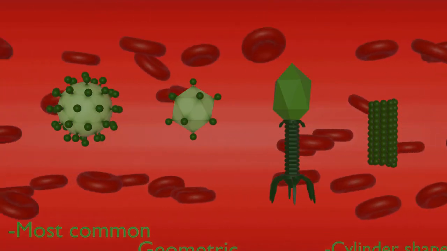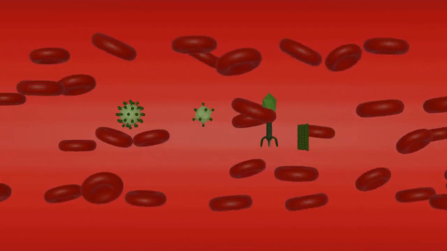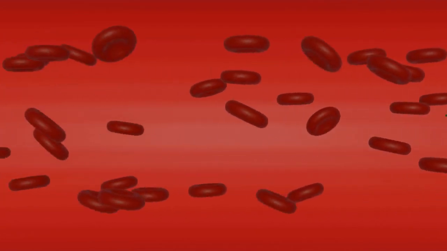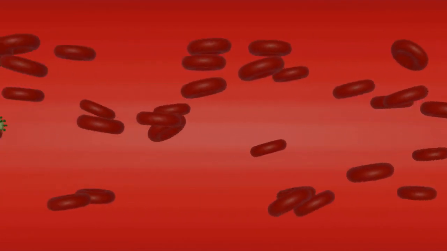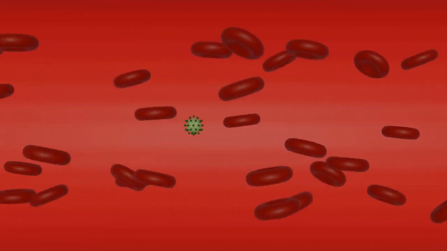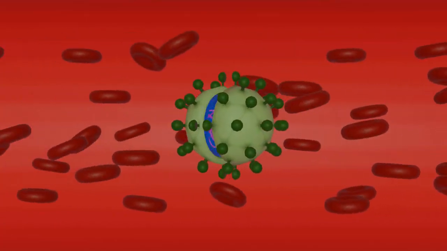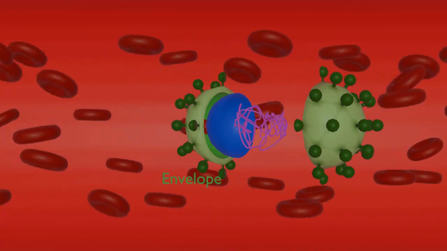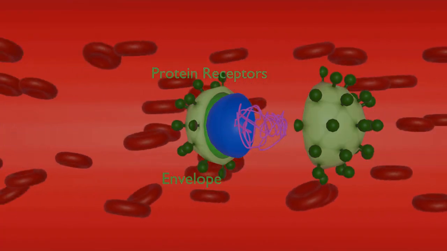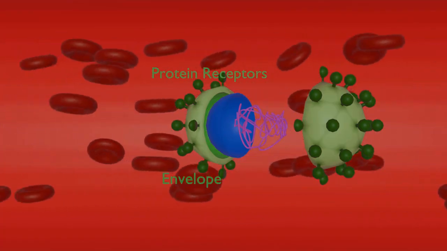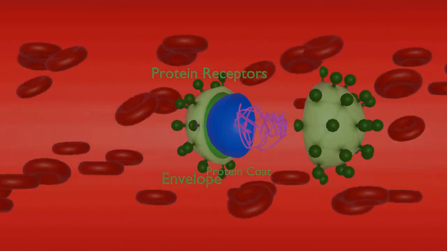The good news is, we know which virus type you've been infected with. You have been infected with the envelope virus type. Cutting this open, we can see that it has many different parts. The outer layer is called the envelope, which holds the protein receptors. Inside this is the protein coat, which protects the DNA and RNA.